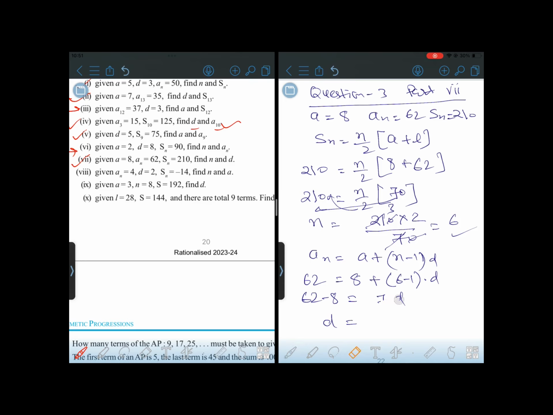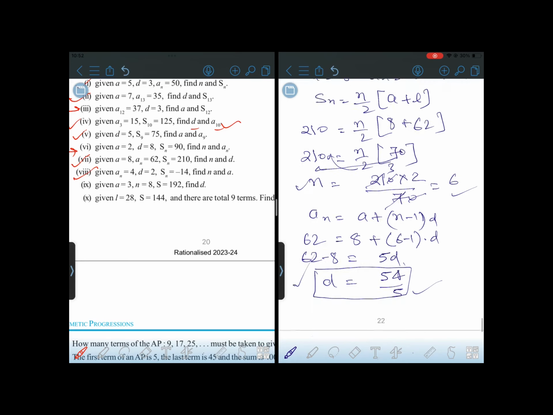Sorry, this is not 7d. This is 5d. My bad. So this is 5d. So now we subtract this number, right? How much do you get? You get 54. Then upon 5. So we have got the value of common difference, right? So this is how we have found out the value of n and the value of d. So that concludes question number 3, part 7. So now let's see question number 8 on the next page.